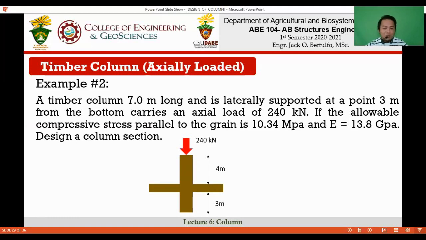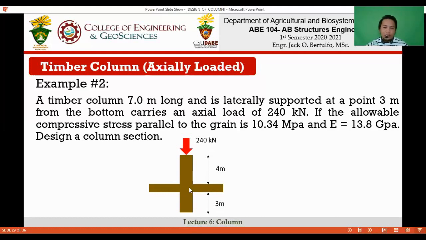Okay, here, we need to design. So we have here a column. The length of this column is 7 meter. I made a mistake in noting the distance, but the total length of this column is 7 meter. But we have the lateral support at 3 meters from the ground. So right here, no?